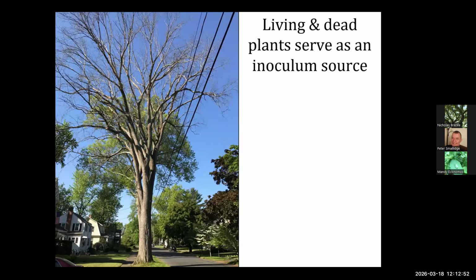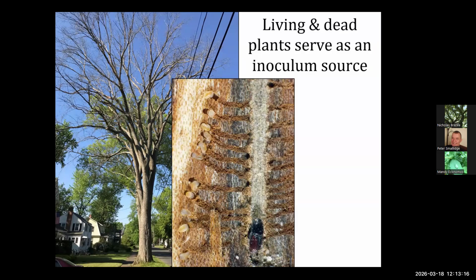We have here, unfortunately, a beautiful old American elm, just a few towns south of here in Amherst, that died due to Dutch elm disease, as so many have over the years. Now, whenever we have an American elm that dies from Dutch elm disease, we want to remove it immediately because it becomes a significant inoculum source for Dutch elm disease. As the tree is dying, it becomes a magnet for elm bark beetles. They infest the tree to lay eggs and create their galleries, and the fungus is present.